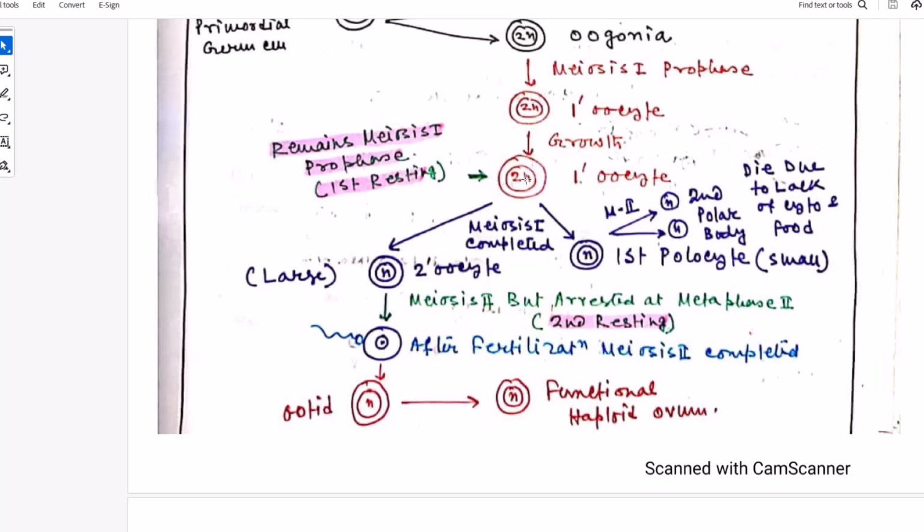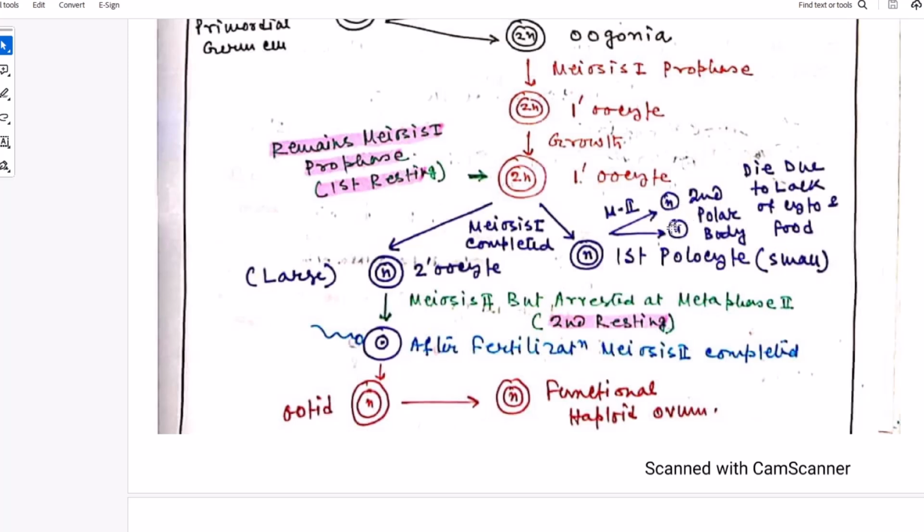From this primary oocyte we get 2 haploid cells, because meiosis 1 is a reductional division. This forms 2 types of cell, the secondary oocyte and the first polocyte, or first polar body. Again this secondary oocyte undergoes meiotic cell division, but it does not complete it. Actually it remains arrested at metaphase 2, right? But when the sperm enters the secondary oocyte, meiosis 2 will be completed. So the secondary oocyte develops into an oocyte, which is transformed into the functional haploid ovum. And here you can see 3 polocytes are formed.